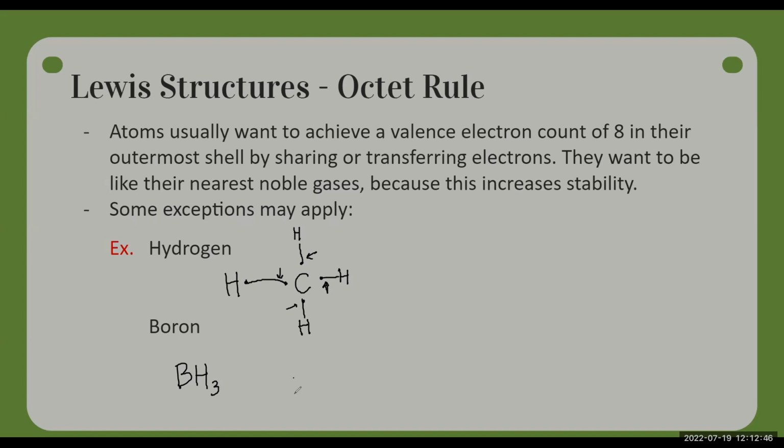So boron only needs a total of 3 bonds in order to achieve that noble gas configuration, and then it would be pretty stable. So we can just do 1 boron bonded to a hydrogen here, bonded to another hydrogen down here, and 1 more hydrogen bonded up here. That would be an exception where boron and hydrogen do not actually need a complete octet. So they're kind of like exceptions to the rule.